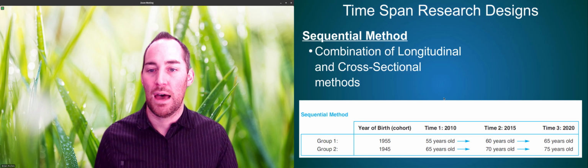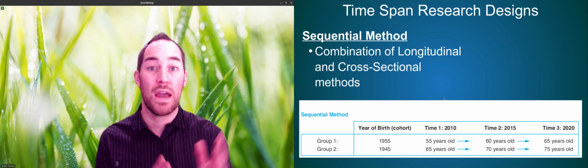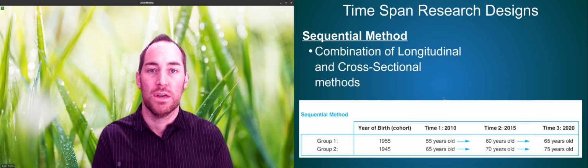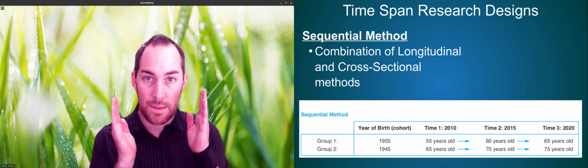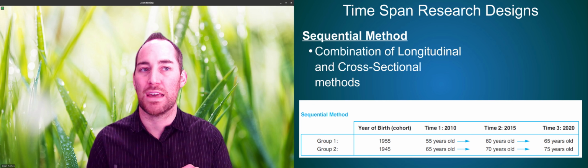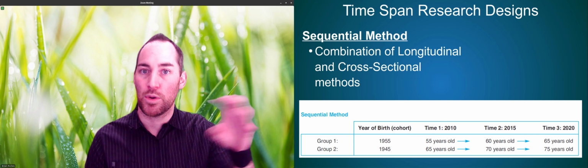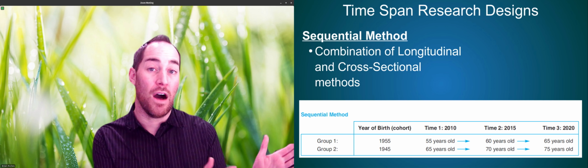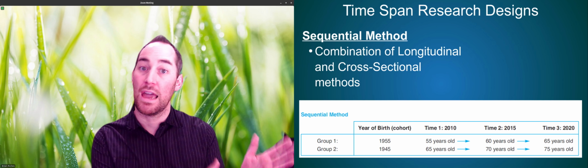So with this, you can combine these two. You can do what's called the sequential method and do half cross-sectional, half longitudinal. So if I take 5 and 10-year-olds today, I do a cross-sectional sample today of 5 and 10-year-olds. I can measure them today. I can make some inferences. I can say, okay, so maybe between 5 and 10, memory capacity increases this much. Then I follow both those groups for another 5 years. So I'm doing both cross-sectional and longitudinal.